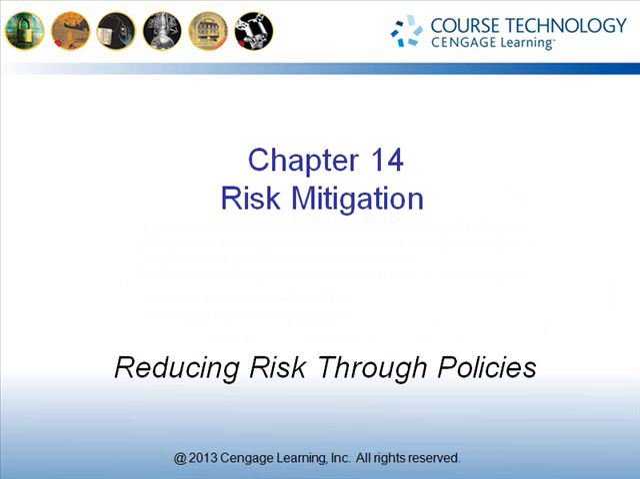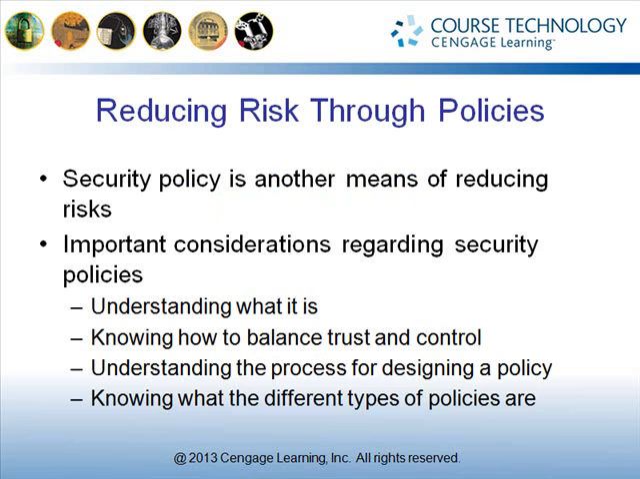So far in our conversation regarding risk management, we've talked about strategies for controlling risk: privilege management, change management, and incident management. Another means of reducing risk, which we'll turn our attention to now, is reducing risk through a security policy. It's important to know what a policy is, how to balance trust and control, understand the processes for designing a policy, and knowing what different types of policies are.